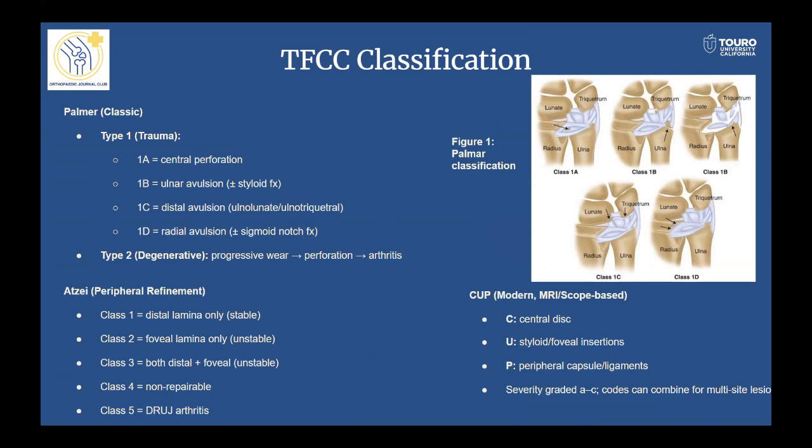And then the Atzei peripheral refinement scale that was mentioned earlier builds on the Palmer by zooming in on those peripheral tears. If the foveal insertion is involved, the DRUJ becomes unstable and definitely needs some repair. Distal lamina only tears are usually more stable. And then lastly, the newest system is the CUP, which is designed for MRI and arthroscopy. It maps lesions more precisely to the central disc, ulnar insertions, or peripheral capsule ligaments, and has a severity grade. And of course, these are all good independent systems. You can use all three depending on what the injury is.